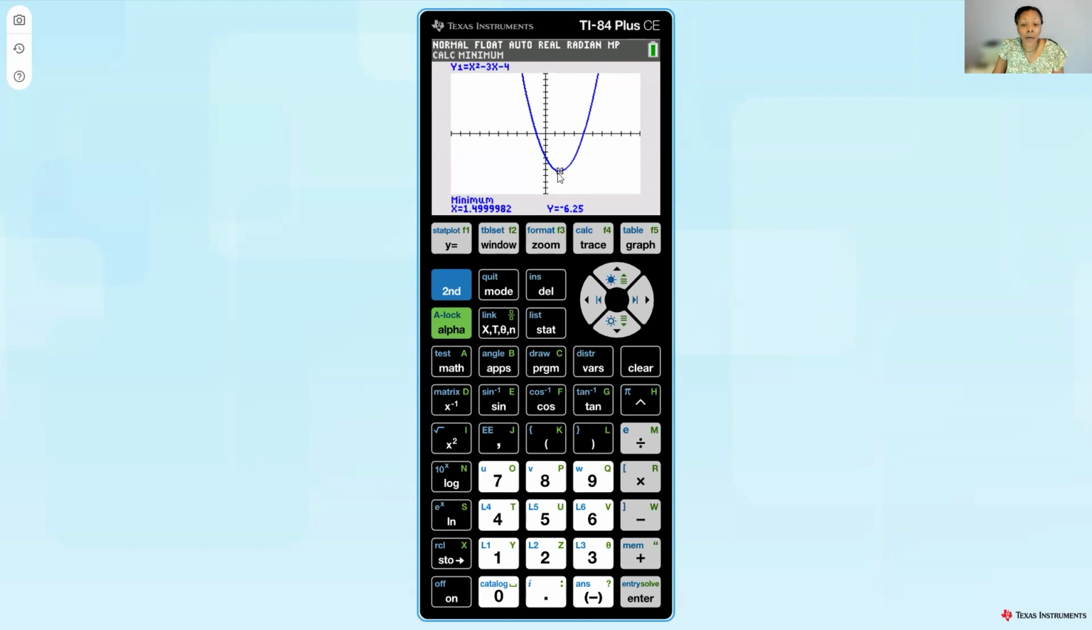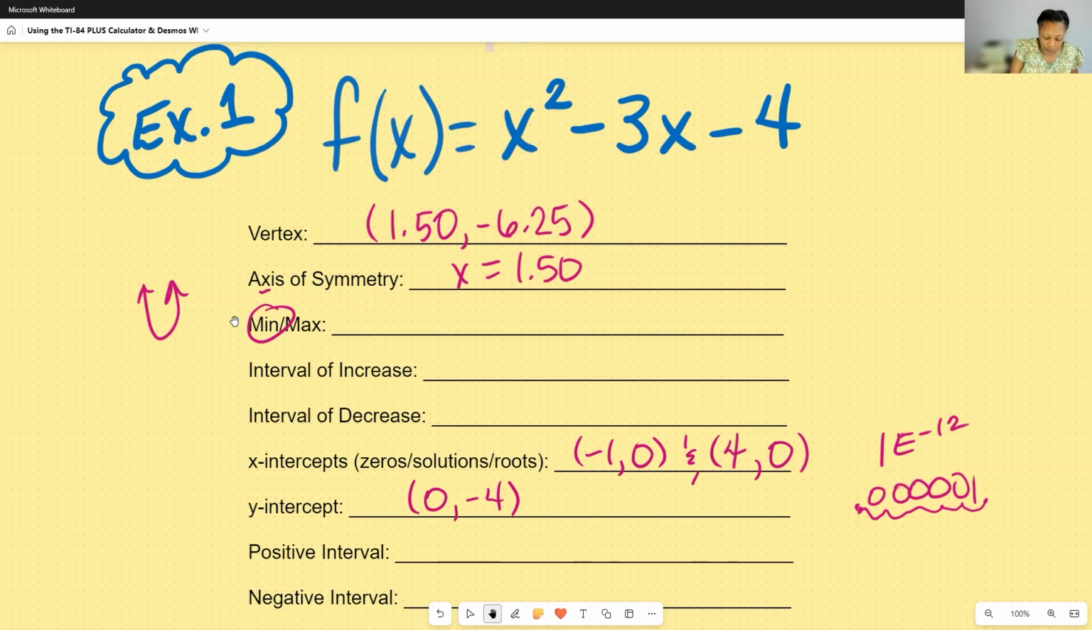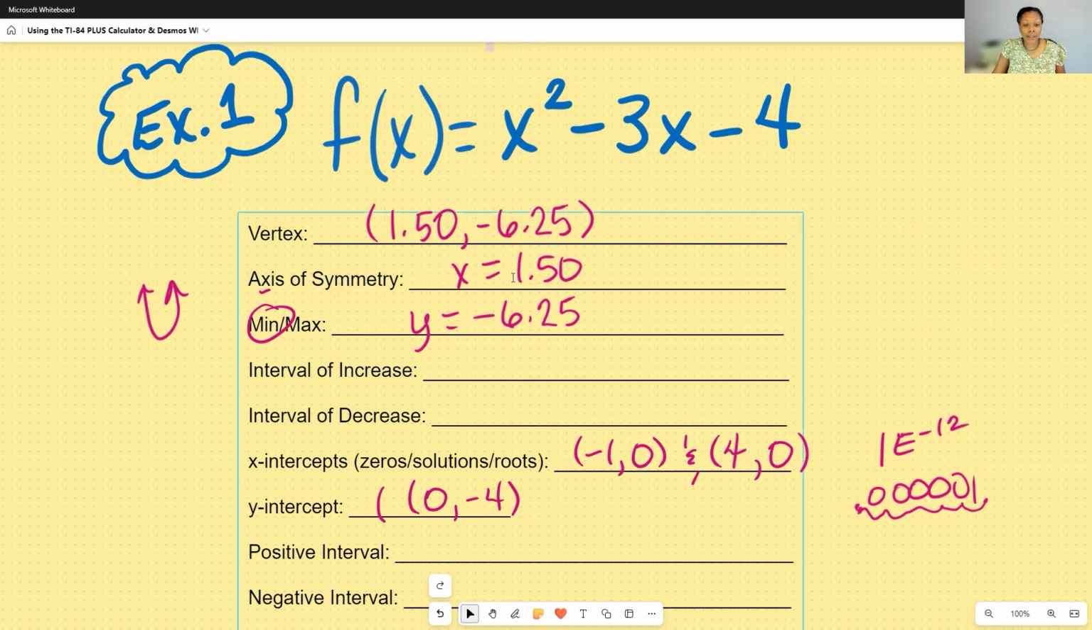Now, the next part is my minimum, and my minimum tells me my y value. I'm going to circle minimum, and I'm going to label it as y is equal to negative 6.25. So if I'm looking at my vertex, I see that my vertex and my axis of symmetry have the same x value, and my minimum or my maximum, depending on my problem, is the same as my y value for my vertex.